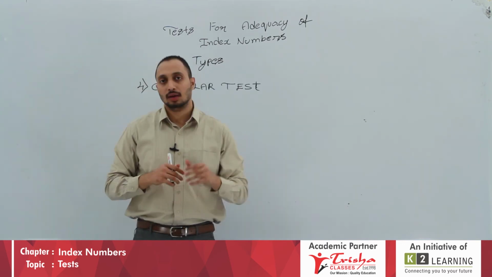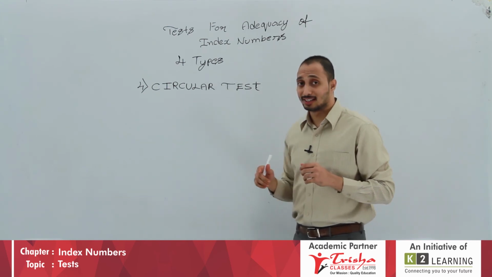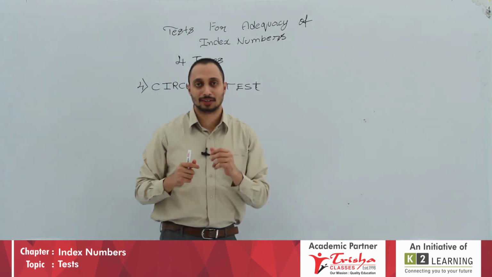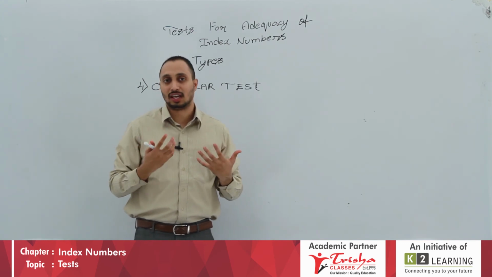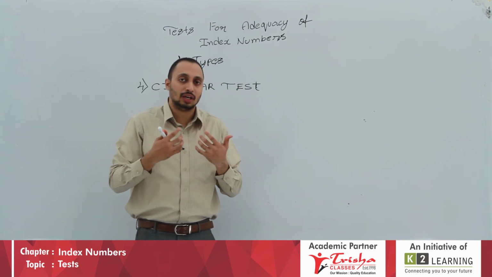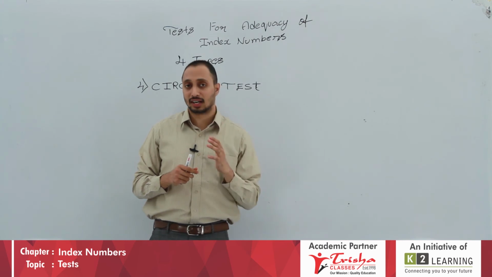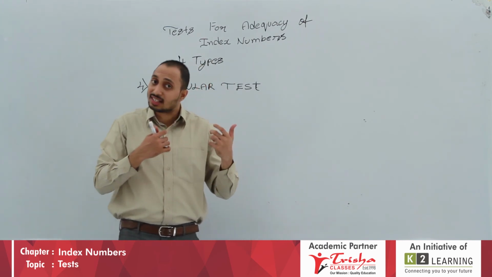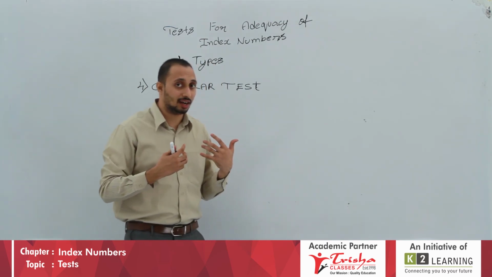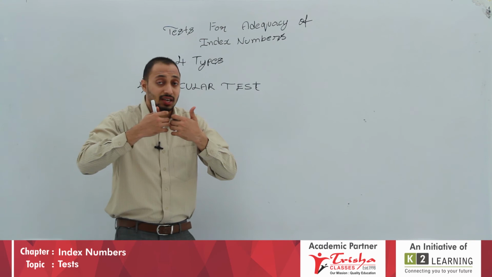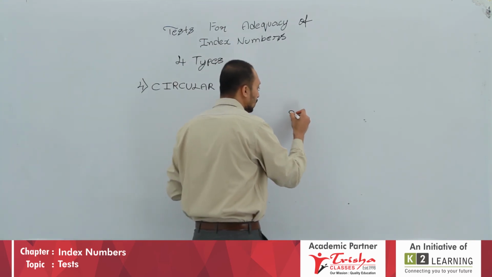Here we go to the fourth test, that is circular test, and circular test is the extension of time reversal test. When I say this, people get confused. So what is this extension? You are saying the index number is only to compare 2 years of data. Yeah, we can compare only 2 years of data at once, but we can extend it. I am saying extending, not complicating. I am not complicating the formula here in this test. We are just extending.